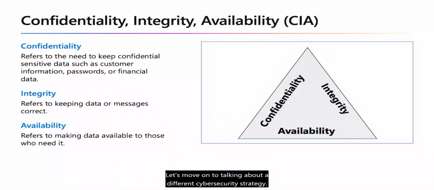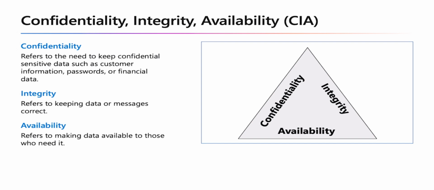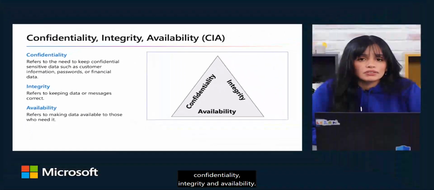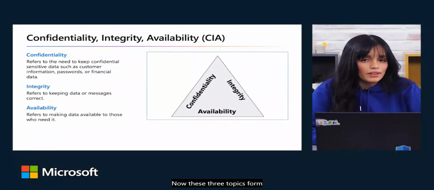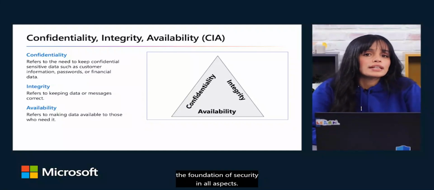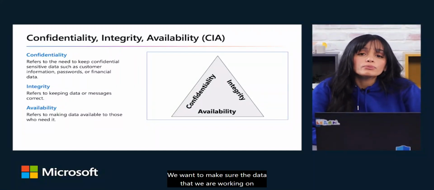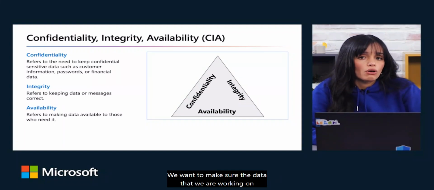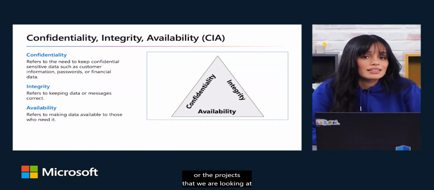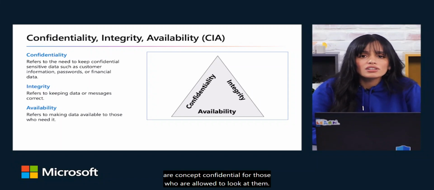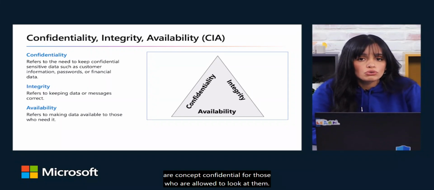Let's move on to talking about a different cybersecurity strategy. Now we are looking at CIA: confidentiality, integrity, and availability. These three topics form the foundation of security in all aspects. We want to make sure the data that we are working on or the projects that we are looking at are kept confidential for those who are allowed to look at them.